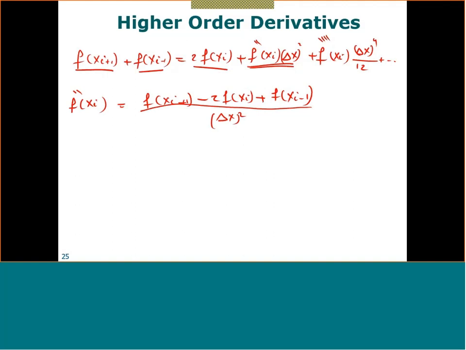Now the error that we will have is this. This is delta x to the power 4 divided by delta x squared. So we will have delta x squared. So the order of this will be delta x squared. This is the order of the error.